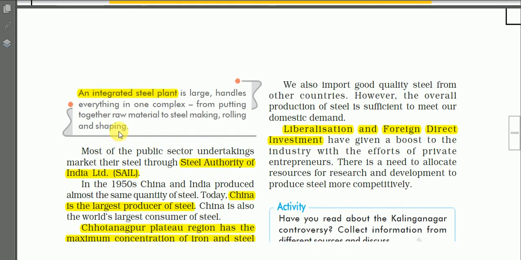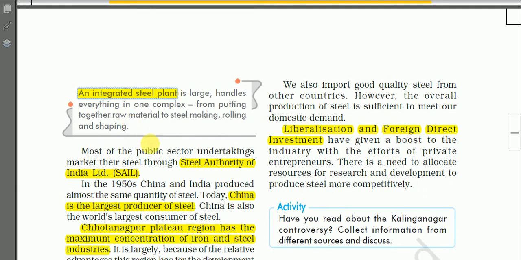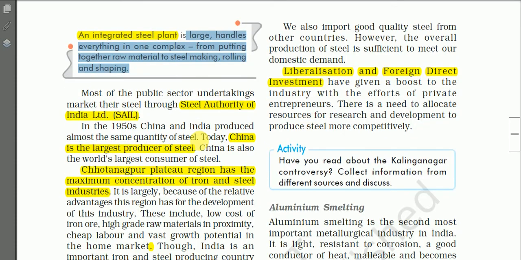Another important point is that an integrated steel plant is a large plant that handles everything in one complex, from putting together raw material to steel making, then rolling and shaping. So an integrated steel plant is a large industry in which everything is done, from the processing of raw materials up to the making, rolling and shaping of different steels.